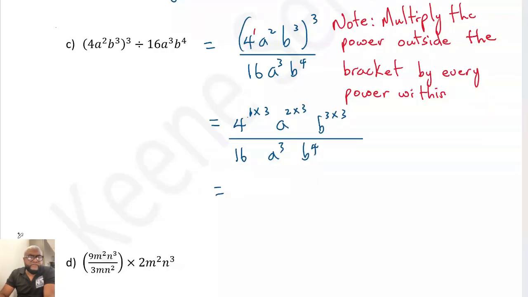Let's simplify the numerator. All this we had to do before we could proceed with the question. This will be 4 to the third power. What would 4 to the third power be? 4 multiplied by 4 multiplied by 4, right? So this is 4 to the third power, a to the 6, b to the 9th, all over.